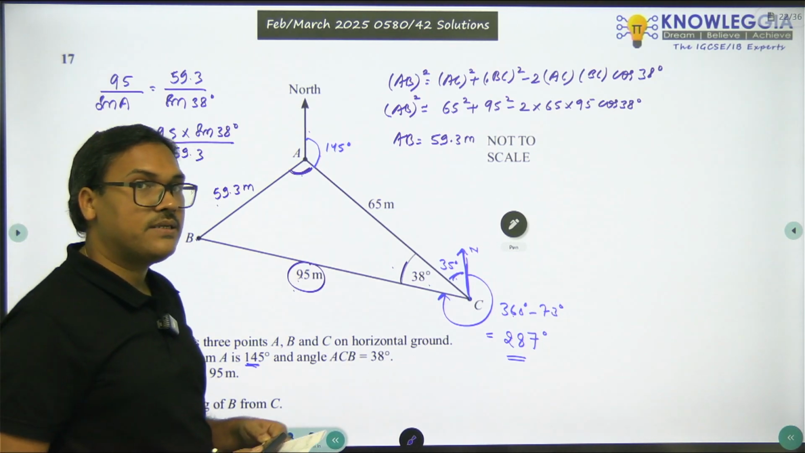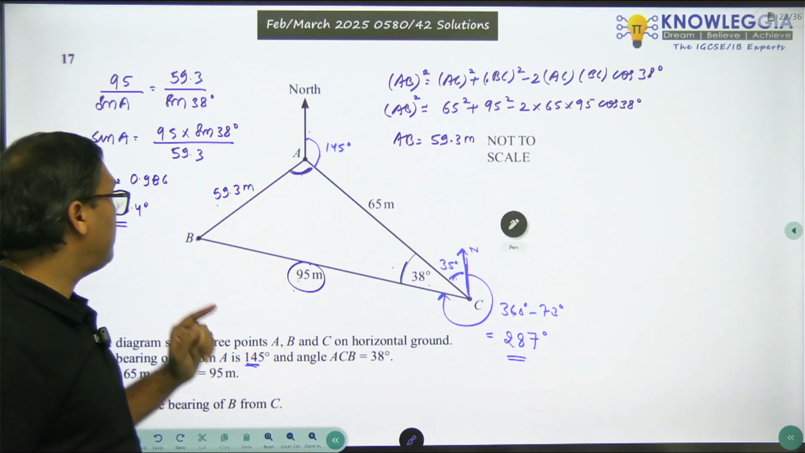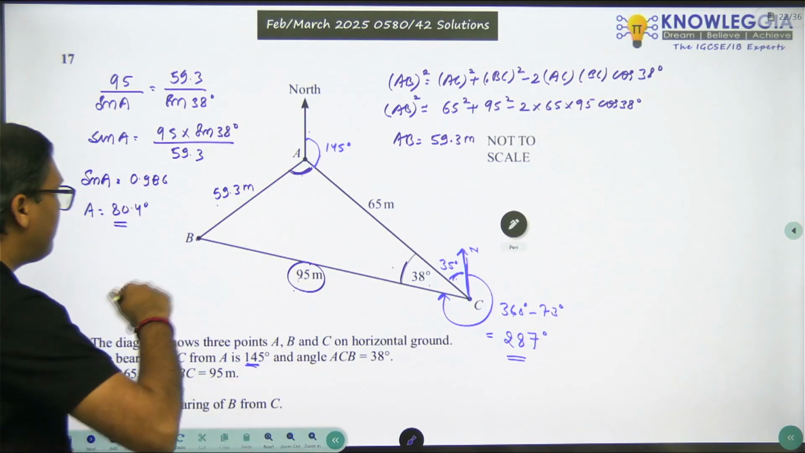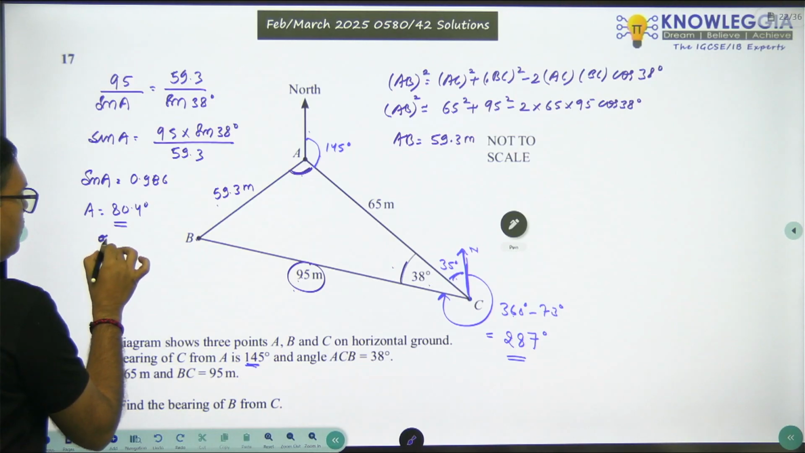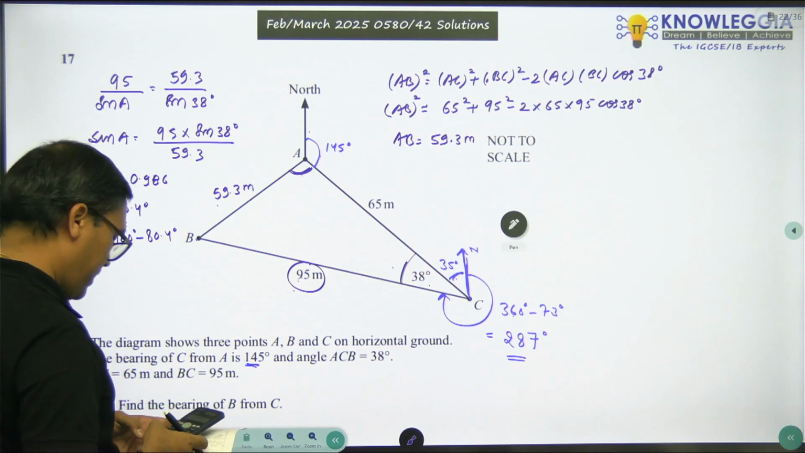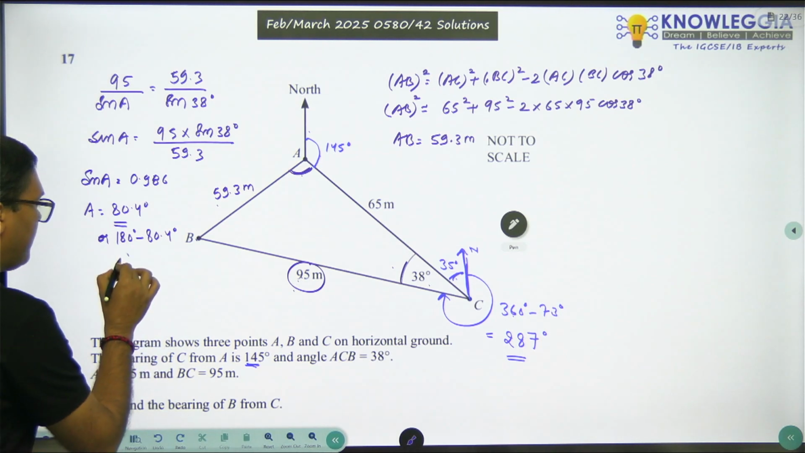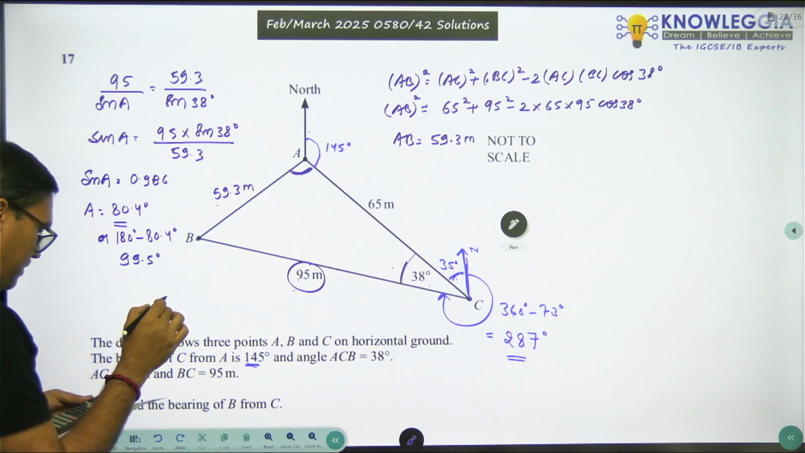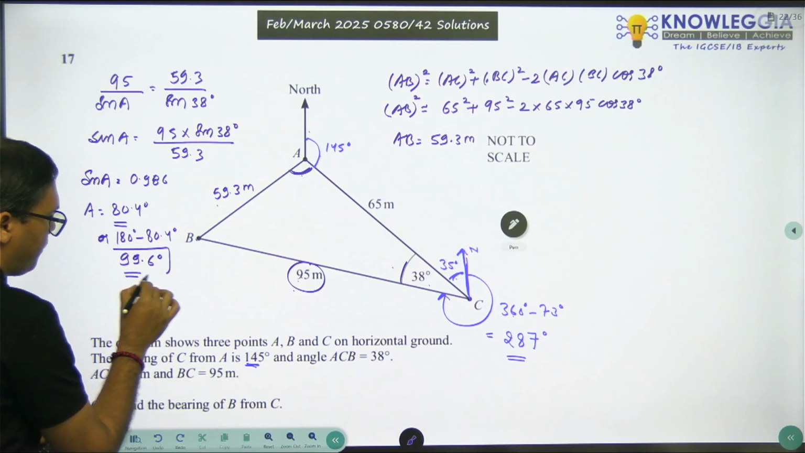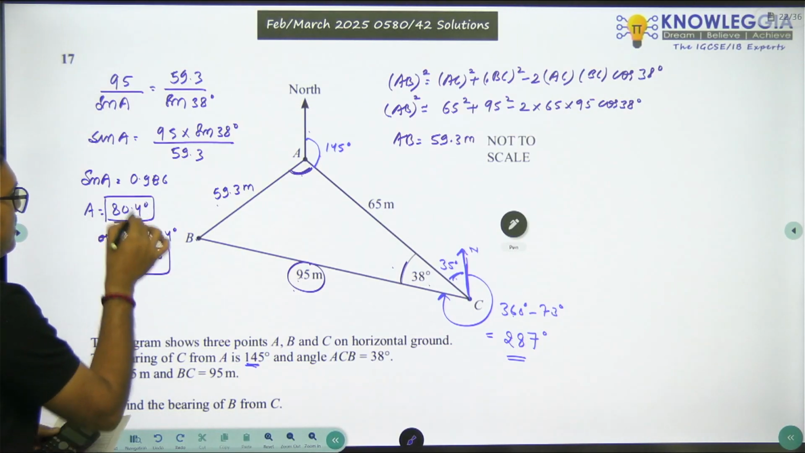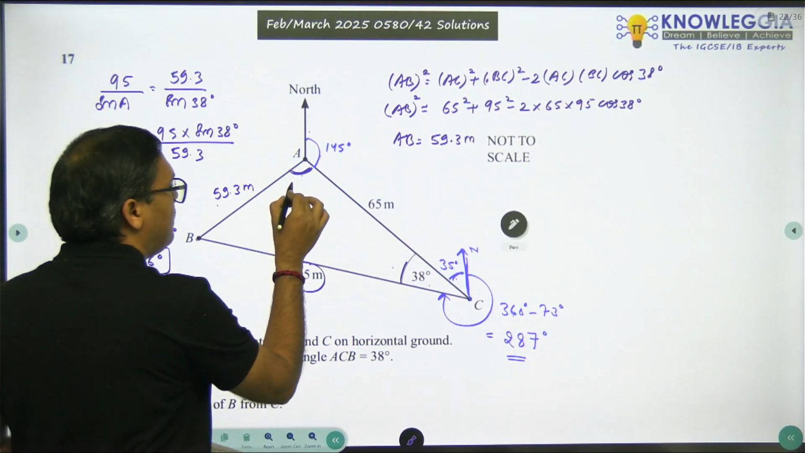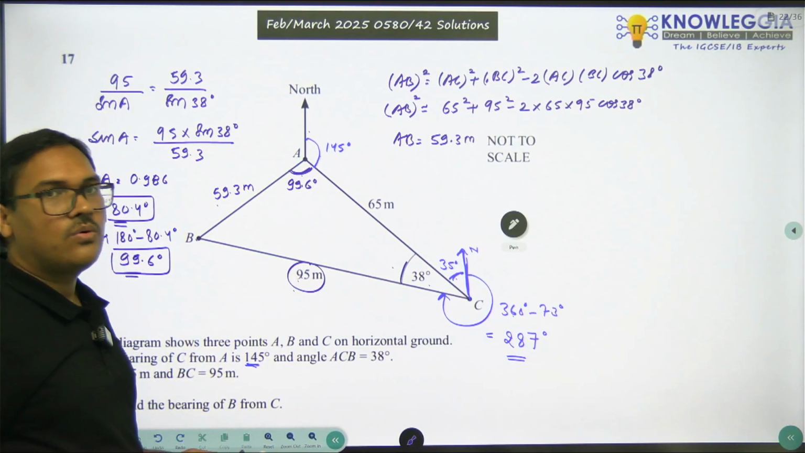Correct? But in the question, they have mentioned that this angle is an obtuse angle. So there is another possibility. Why? Because the sine of an angle and its supplementary angle, where the addition of the two angles is 180 degrees, the sine values are the same. So what is the other value of angle A? Angle A can be 80.4, or it can be equal to 180 minus 80.4 degrees. If I subtract, you will find this is 99.6 degrees. So this is the other angle. For these two values, 80.4 and 99.6, the sine value will be the same. So which value will we accept? You will accept 99.6 because it is given in the question that this is an obtuse angle. So this angle is 99.6 degrees.